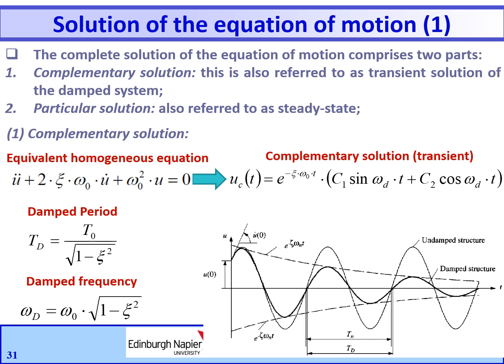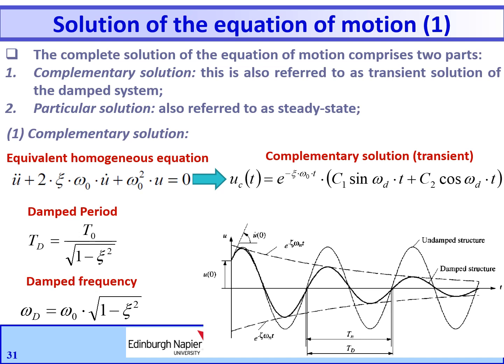As we know from maths with applications to structural dynamics, by setting the external force equal to 0, we get the differential equation governing the free vibration of the single degree of freedom system with damping. And this is what we call the equivalent homogeneous equation.